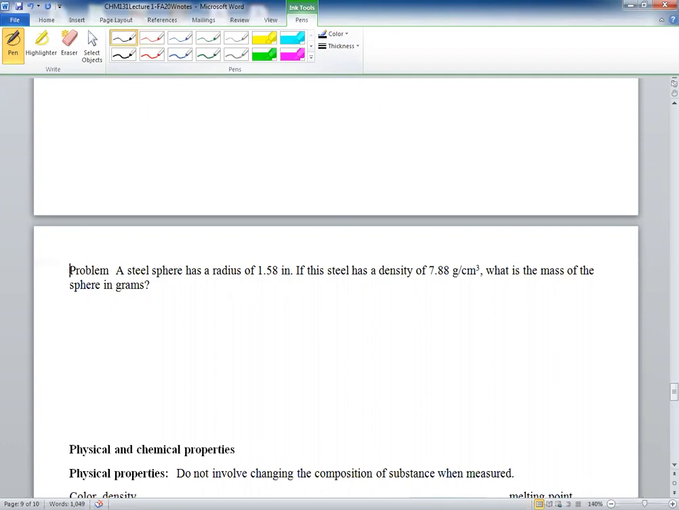It says a steel sphere has a radius of 1.58 inches. So it says here R is 1.58 inches. If the steel has a density of 7.88 grams per cubic centimeter, what is the mass of the sphere? So clearly the mass is unknown. It's my X, and I would like to solve for it.